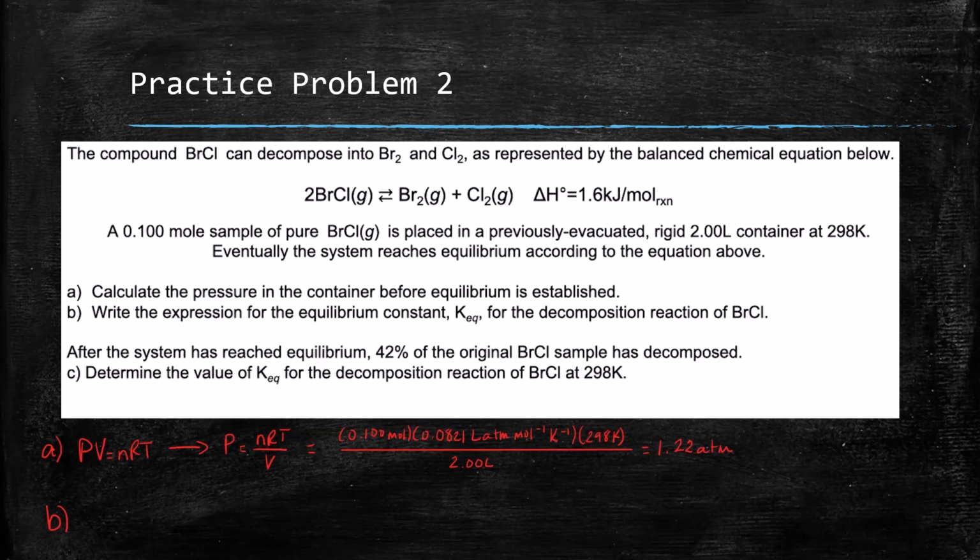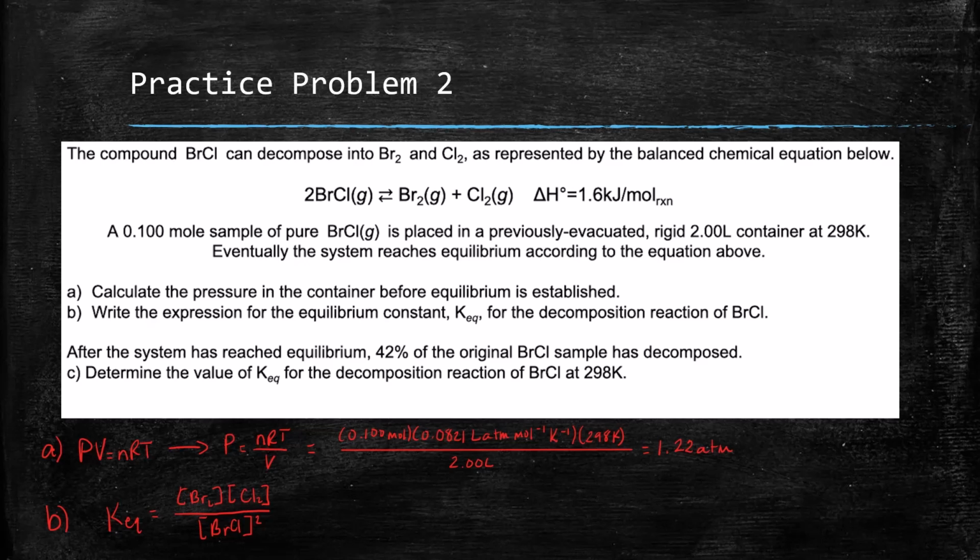Part B, write the expression for the equilibrium constant. So we need to write the expression. That's easy. Remember, products over reactants, they're all gas, so they're all going to be included. And remember, for that 2 coefficient for BrCl in the reactants, you're going to have to put it raised to the second. So we're going to write that, and it's going to look like that. So KEQ equals the concentration of Br2 times the concentration of Cl2 divided by the concentration of BrCl raised to the second.